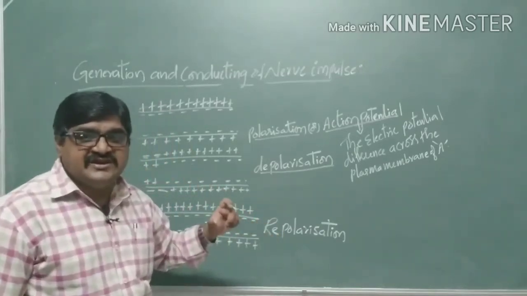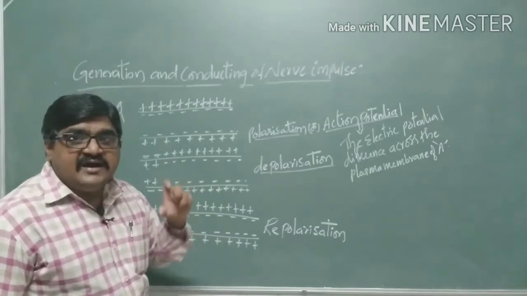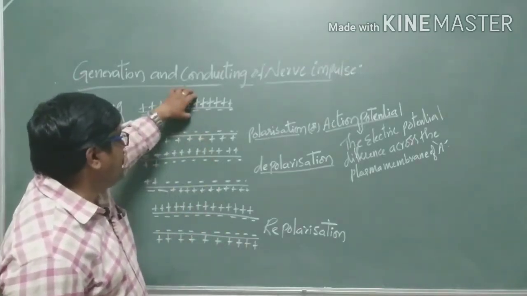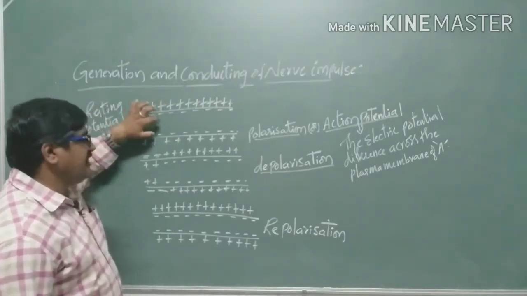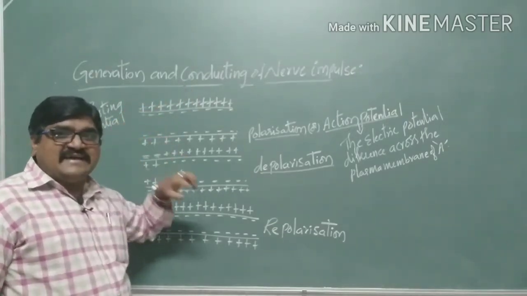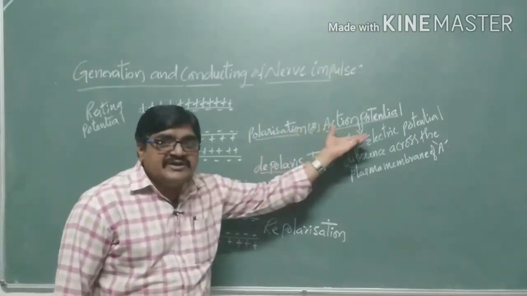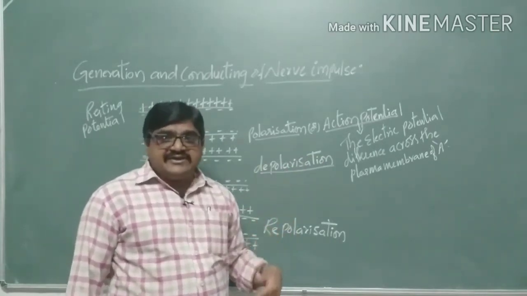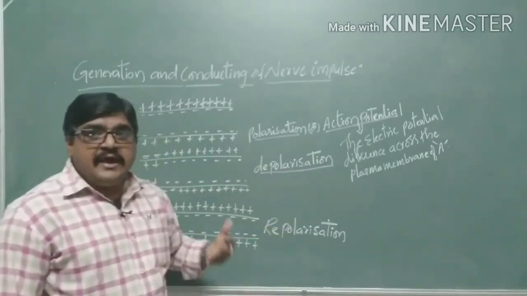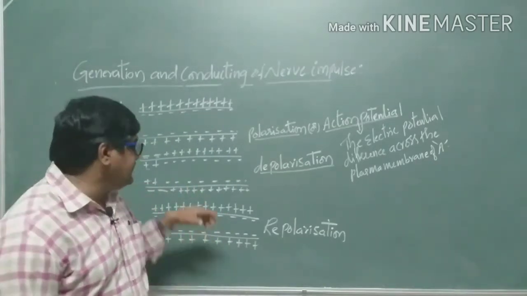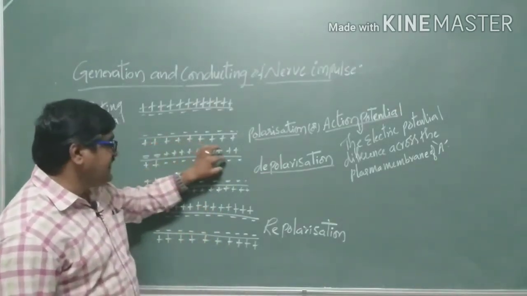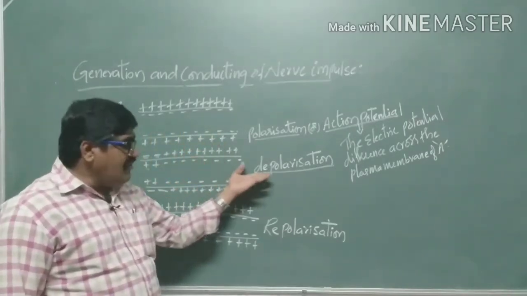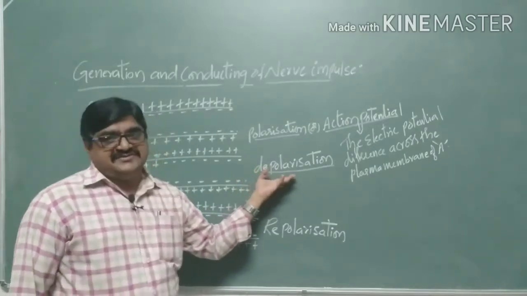So there are polarization, depolarization and repolarization. Polarization means positively charged ions are present outside and negatively charged ions are present inside. When the nerves are excited in the form of an action potential, the movement takes place continuously, and this condition is called depolarization.